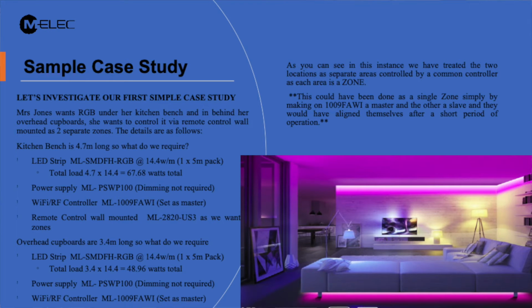We know she needs an RGB. She wants it high output. She wants it quite bright. We've worked out the power supply. Then we know we need a Wi-Fi RF controller. Then we need a wall-mounted controller because we want 2 zones. Okay, so we're not using a handheld remote. We're using a wall-mounted controller.